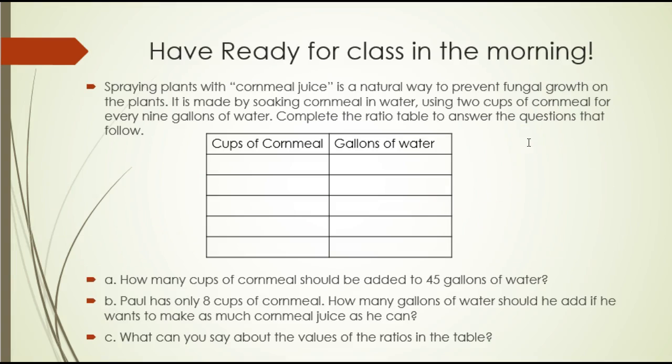So have ready for class in the morning. Spraying plants with cornmeal juice is a natural way to prevent fungal growth on the plant. It is made by soaking cornmeal in water, using 2 cups of cornmeal for every 9 gallons of water. Complete the ratio table to answer the question that follows. A. How many cups of cornmeal should be added to 45 gallons of water? B. Paul has only 8 cups of cornmeal. How many gallons of water should he add if he wants to make as much cornmeal juice as he can? And C. What can you say about the value of the ratios in the table?